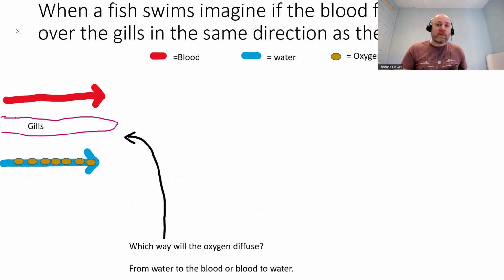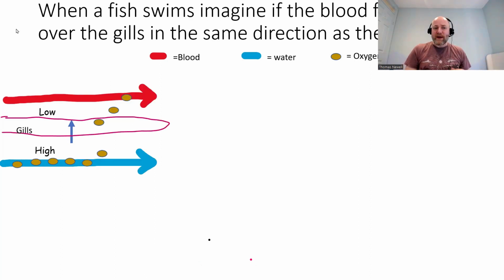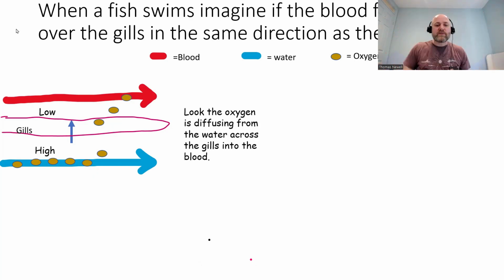So the red arrow's the blood, the blue arrow's the water, the gold circle's the oxygen. If the blood and the water were flowing in the same direction across the fish's gills, which way would the oxygen diffuse? Well, it would be a good thing. It would diffuse from the water into the blood across the gills. That's great. And we can see here it's going from a high oxygen concentration in the water to low in the blood. So what's the problem with this system if the blood and water are flowing in the same direction? What could be the problem?